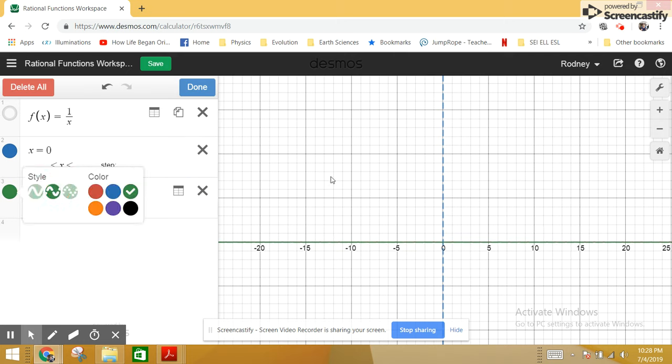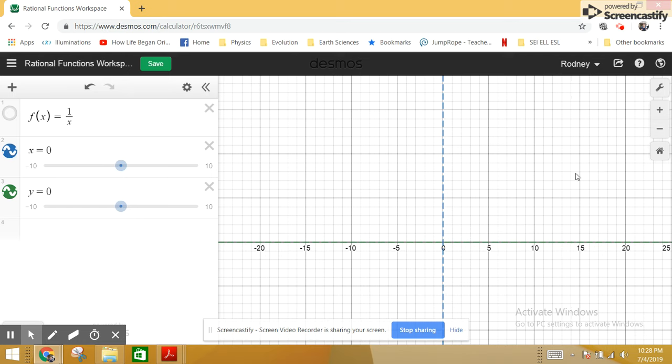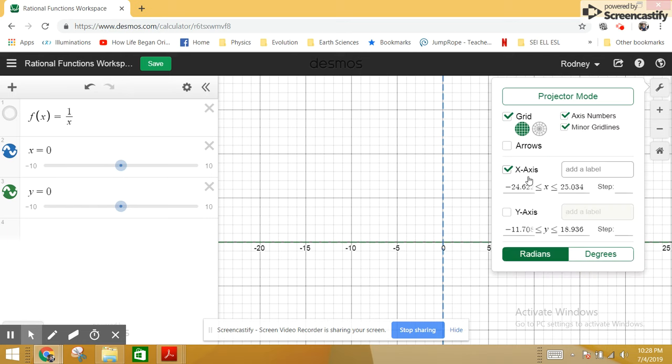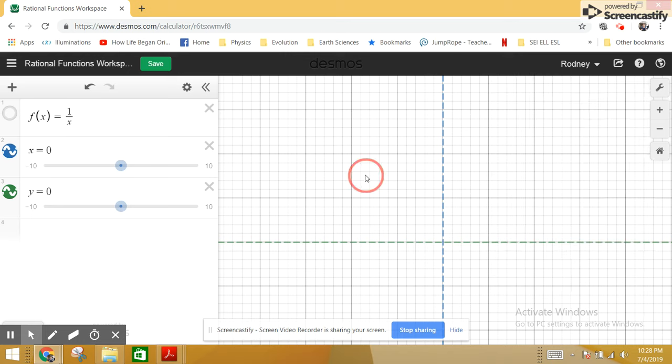I'll make that a dashed line. You can't see it, of course, because you've got an x-axis. I'm going to make that x-axis go away. Notice I just hit the wrench and I click on x-axis, and now no x-axis visible. Cool. All right, so how do we track the behavior of this function then?